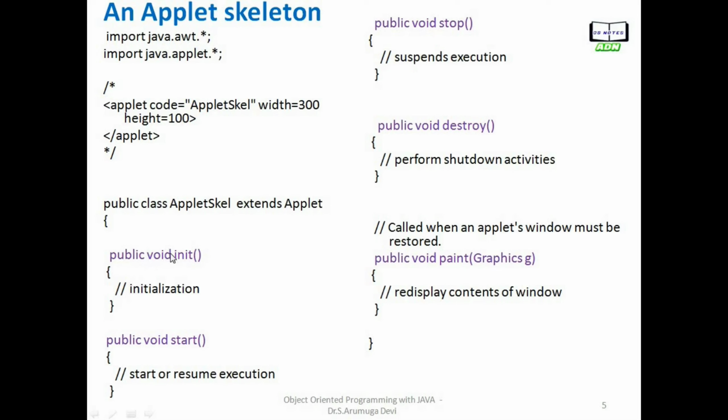Init is the function for initialization. Start and stop: start or resume the execution, stop suspends the execution, and destroy shuts down activities, closing all the resources and closing the applet. And paint is called when an applet's window must be restored. Whenever you restore, it will be redisplayed. So this is the format you have to follow when you are writing applet code.